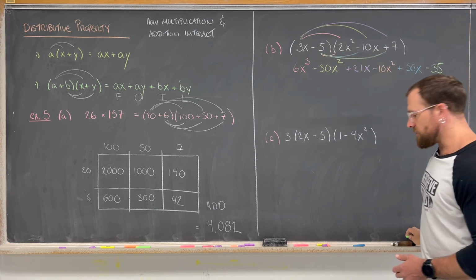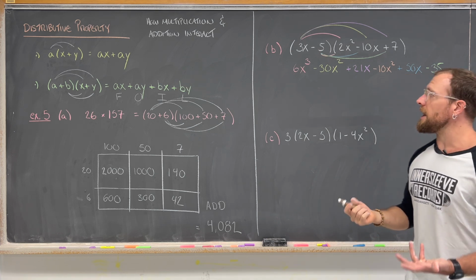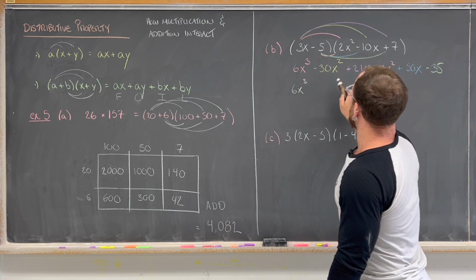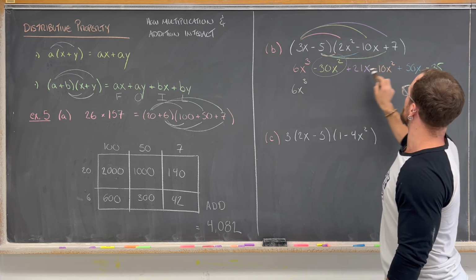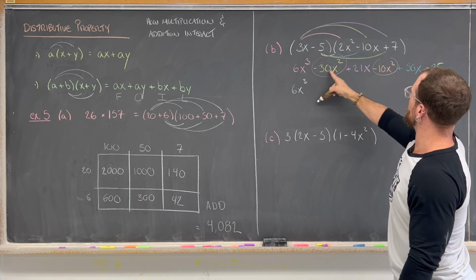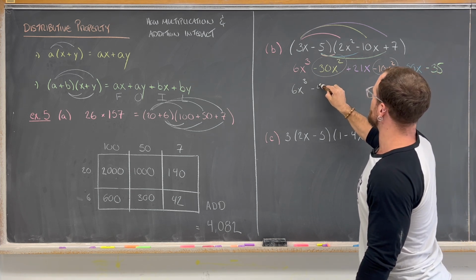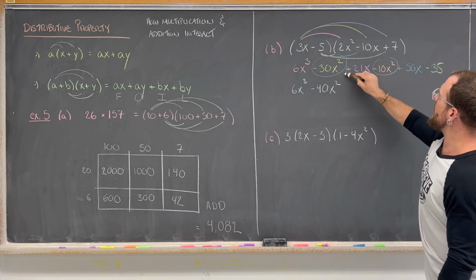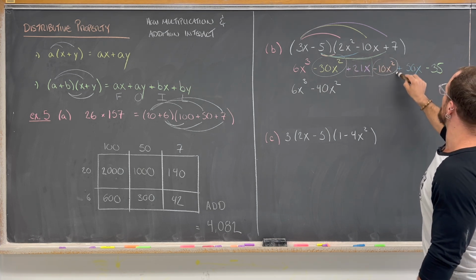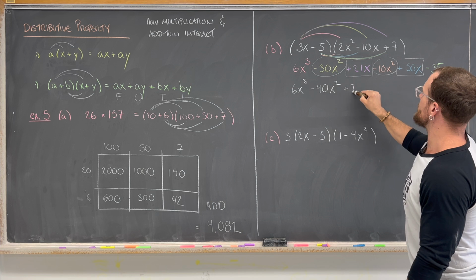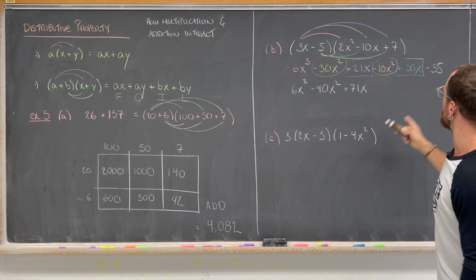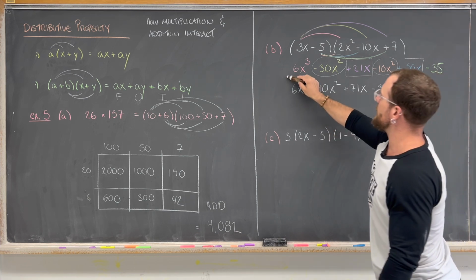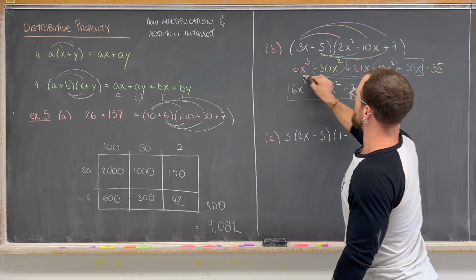So those are my 6 products, and the only thing left to do is combine similar terms. I have 6x cubed, and I have a couple x squared terms that I can combine. Negative 30, negative 10, that gives me minus 40x squared. I see a couple x terms. There's 21x plus 50x, that's 71x. And there's just a constant of negative 35, only 1 at the end. So this is my final answer after combining similar terms.